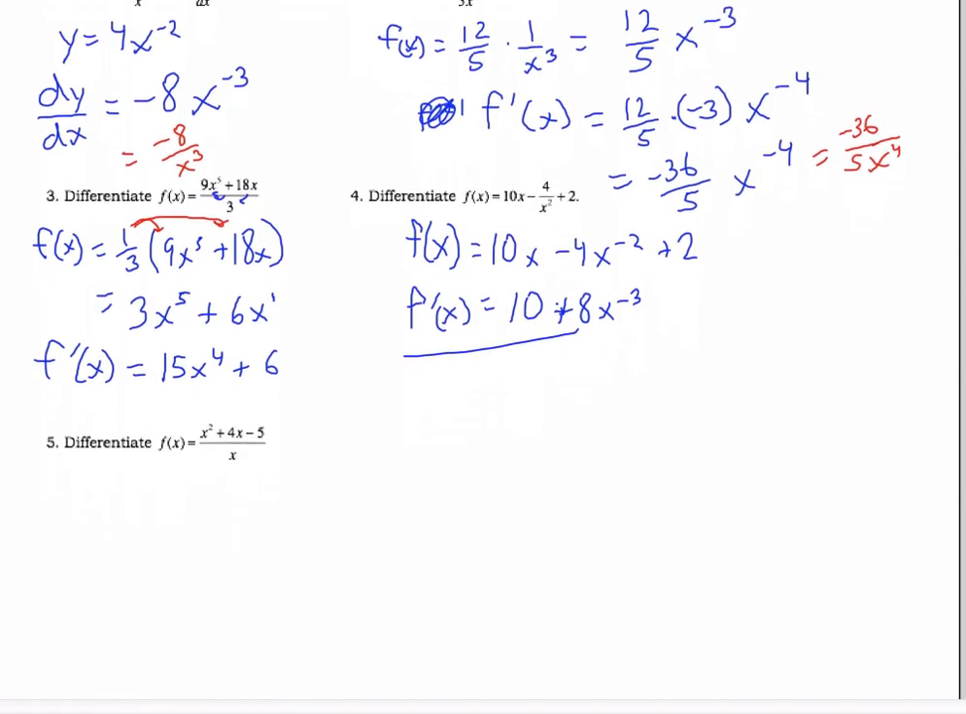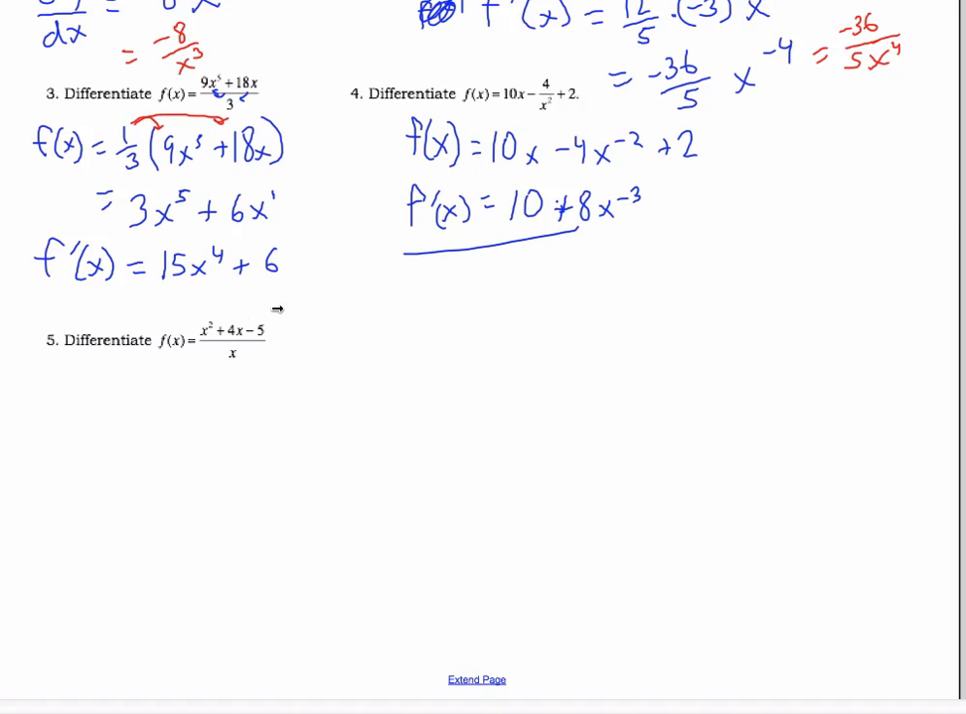Another example. In this example, again, we can divide everything by this x here. So we can rewrite this as f of x equals x squared divided by x is x, 4x divided by x is 4, and negative 5 divided by x. And then rewrite that using a negative exponent. So we write that as negative 5x to the power of negative 1.